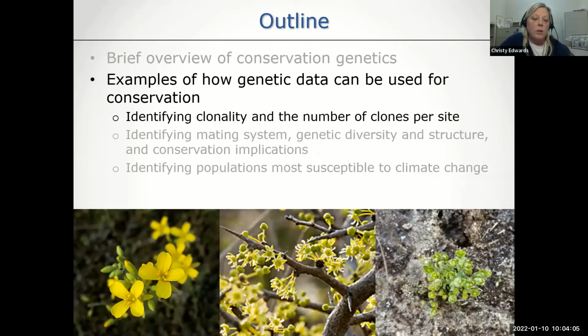Okay, so I'm just going to show you some examples of how we've applied this data to help guide conservation decisions for endangered species. All right, next slide.